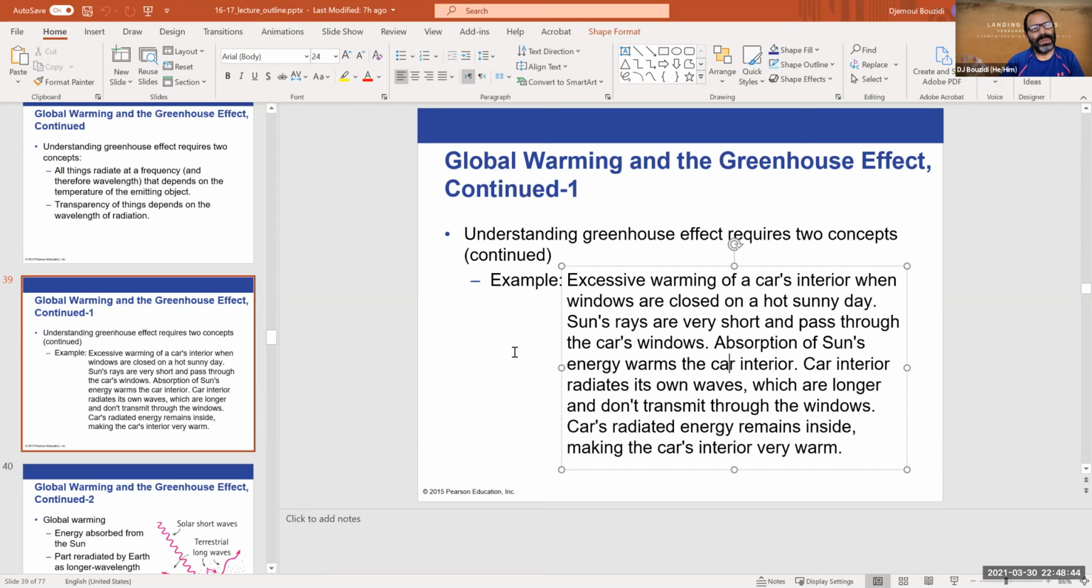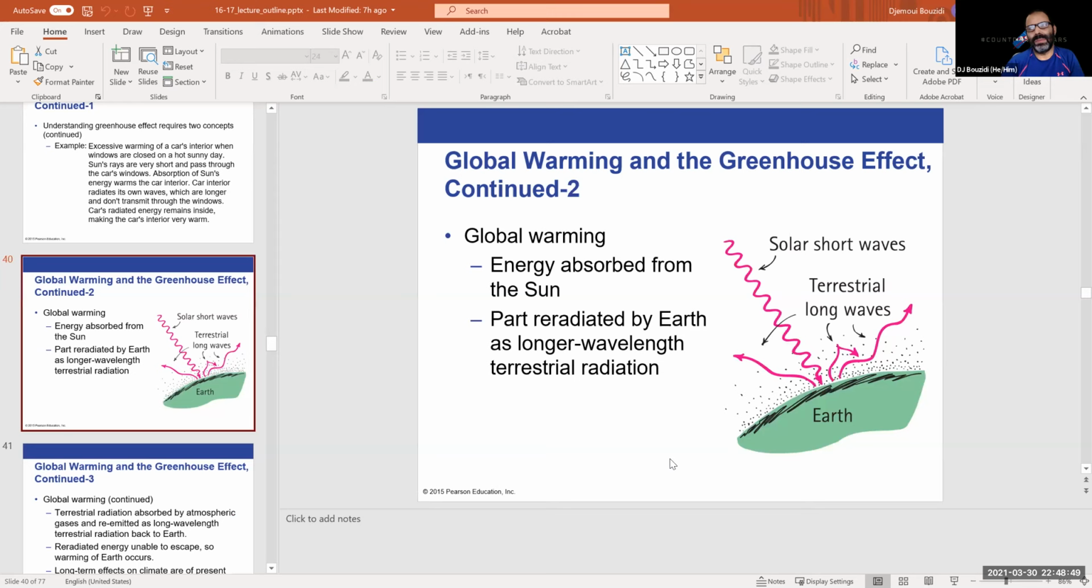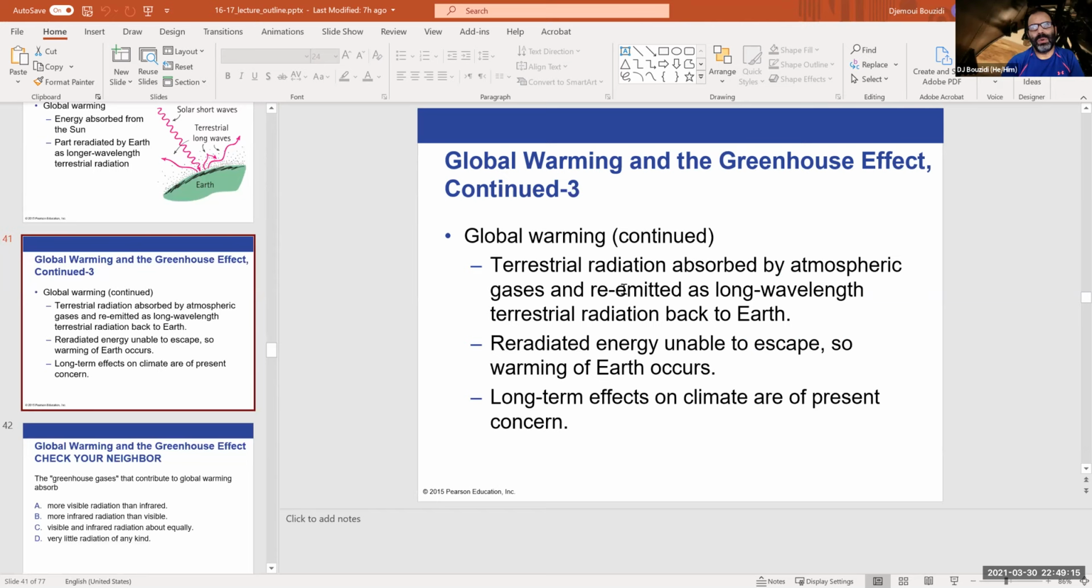On the planet level, it's the same thing. The Earth gets hot, and usually it gives back the heat in the form of longer wavelengths. If we have too much of the greenhouse gases in the atmosphere, which are mainly carbon dioxide and water, then heat is going to be reflected back to the Earth. It's not going to leave the Earth, and the temperature starts to increase. Global warming is a terrestrial phenomenon related to radiation: radiated energy unable to escape, so a warming of the Earth occurs. Long-term effects on climates are of present concern. There are a lot of studies to support that this is a real deal, not a bogus thing like some politicians want us to believe.